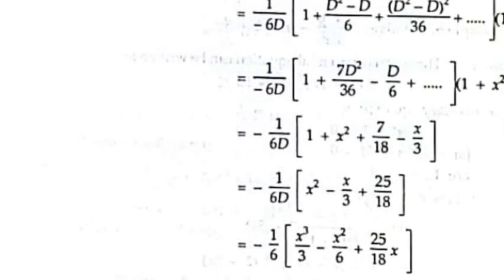Now this -1/(6D) as it is. Now again here applying the (1 - x)^(-1) formula, you will get 1 + (D^2 - D)/6 + (D^2 - D)^2/36, and so on, into (1 + x^2), which is equal to -1/(6D) into, now operating this term 1 on this, so 1 into (1 + x^2) gives 1 + x^2.